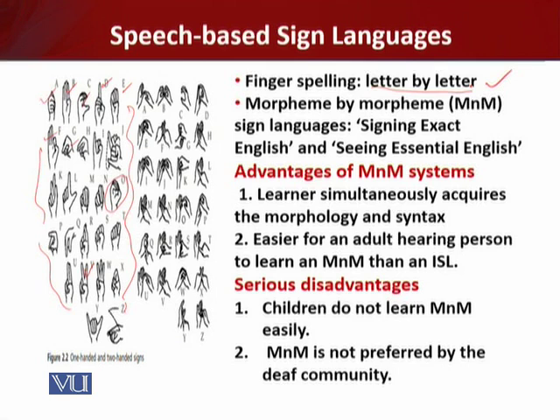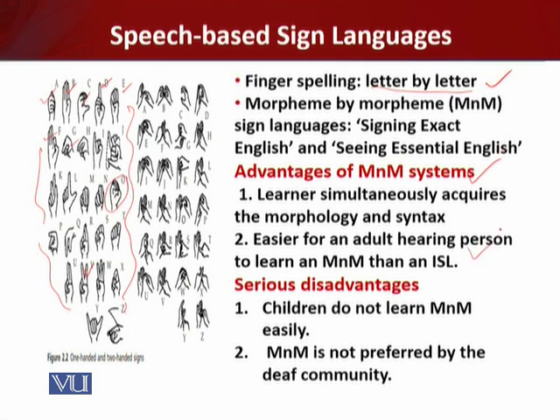Now, in addition to that, we have M&M, which is the morpheme by morpheme system. Learners simultaneously acquire the morphology and syntax of both the sign and related speech-based language. By learning the system, not only will the person be able to communicate with other hearing-impaired persons who also know the system, but he or she will have acquired knowledge in terms of syntax and word structure that will be useful in learning the ordinary speech-based language as well.